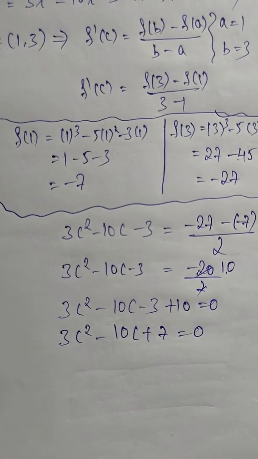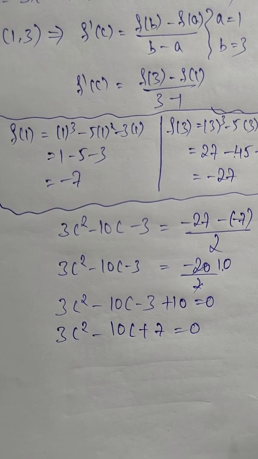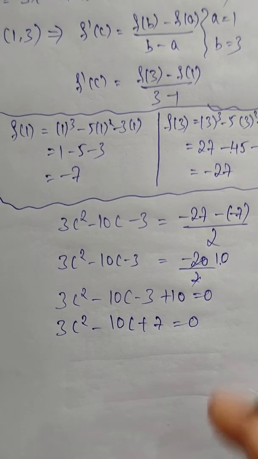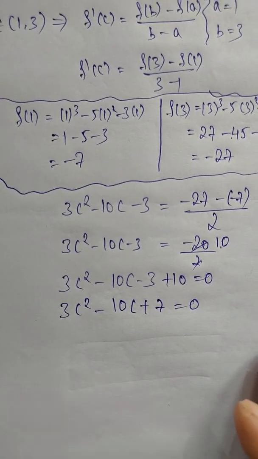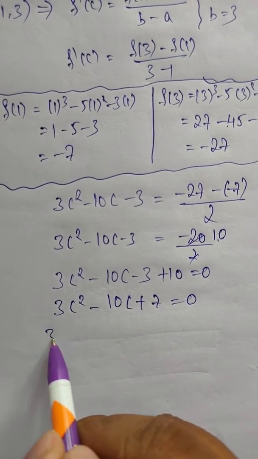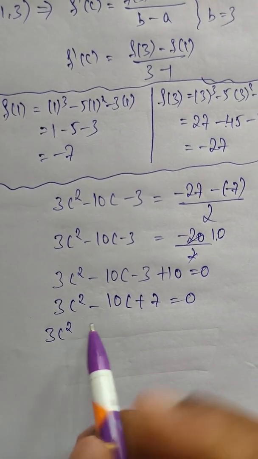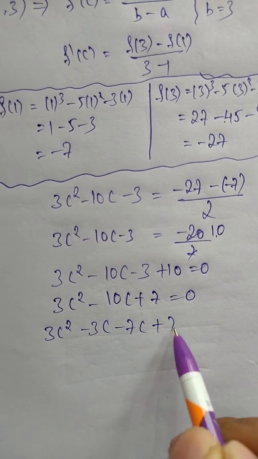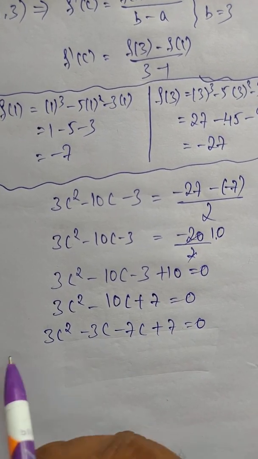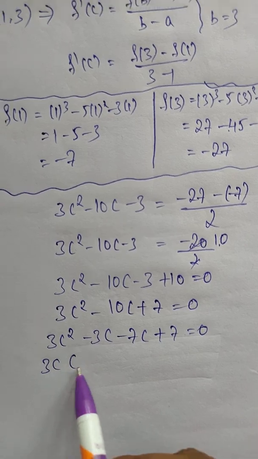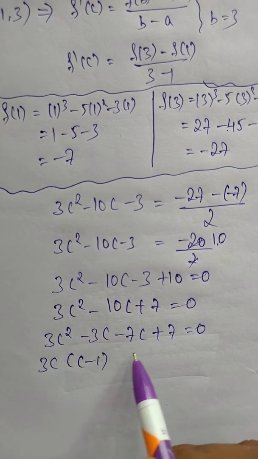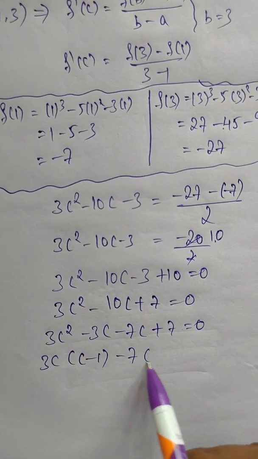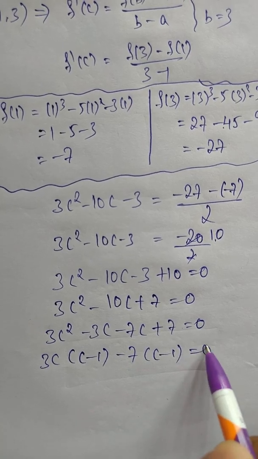Now, what are the factors here? 3c square minus 3c minus 7c plus 7 is equal to 0. I am taking 3c as a common. If you take 3c as a common, c minus 1. If you take minus 7 as a common, it will become c minus 1 is equal to 0.